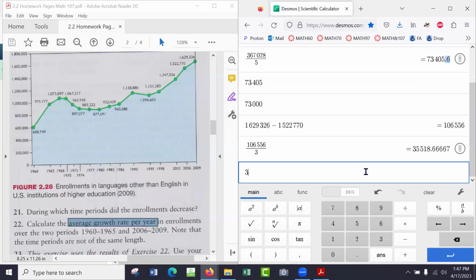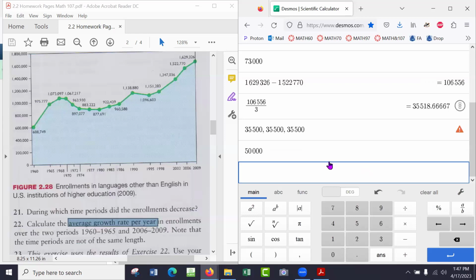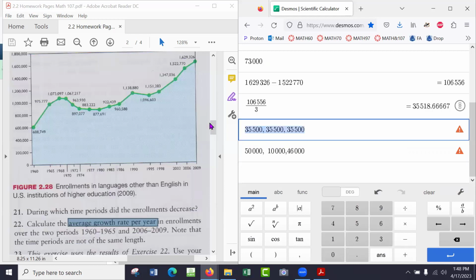So 35,000, say, I'll just round it to the nearest 100 just for the fun. But it kind of went up like this: 35,500, 35,500, 35,500, right? That's the average. Of course, in real life, it may have been more like 50,000 in the year 2006, and then it could have been like 10,000 in the year 2007. And then whatever is left, so maybe like 46,000 in the year 2008. So it might have been that, but the average is 35,500.